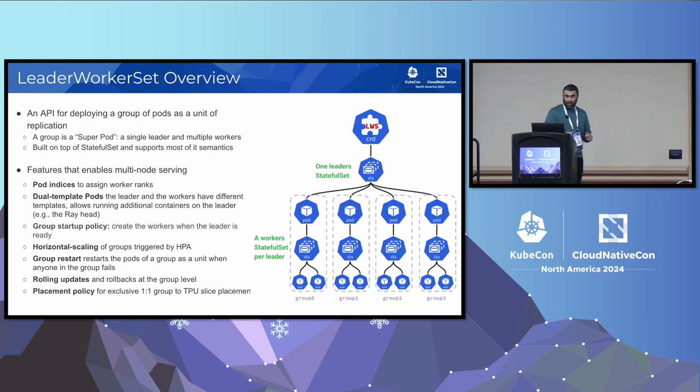And finally, we have placement policy. Usually with multi-host serving, you need to place the workers within the same network topology. With TPUs, it's usually a TPU slice where the nodes are connected with an ICI link, a special high-communication interconnect. With GPUs, you probably want to place them on the same rack, and with the new GPU generations, it's probably going to be the same NVLink domain. So we have that as well.